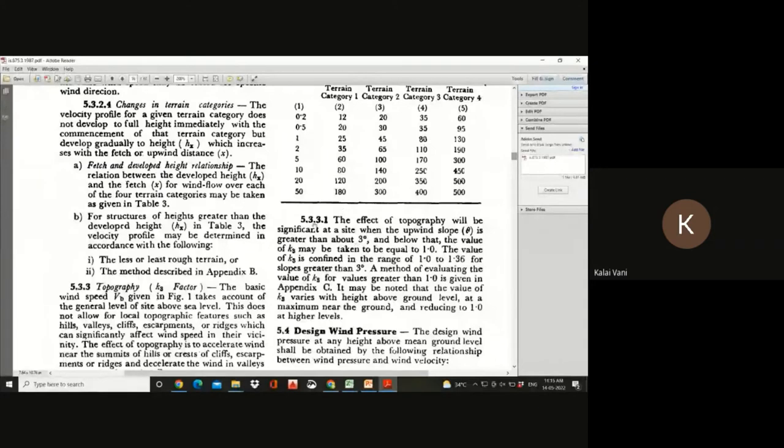Yes, here is your topography factor. Here you need to find how much your wind slope is hitting your building. If the wind slope is greater than about 3 degrees, the value of K3 is confined in the range of 1 to 1.36. So it ranges between 1 and 1.36 for a slope greater than 3 degrees, right? If it is within 3 degrees, you can consider it as 1.